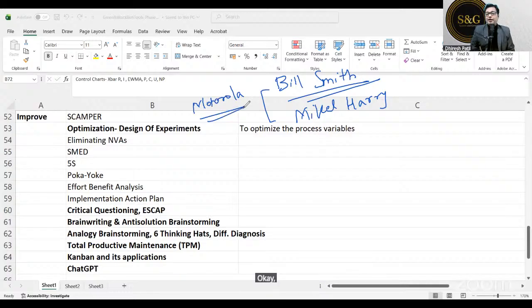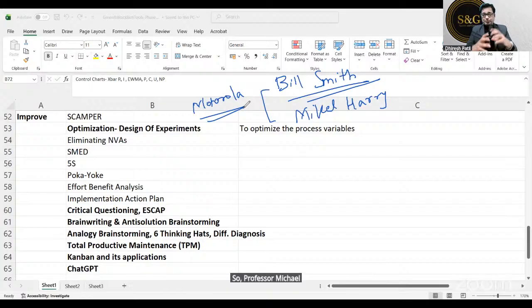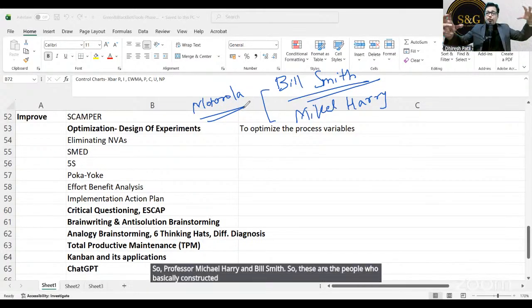Bill Smith was into production and quality, and Michael Harry was into statistics. He was a statistics professor working for Motorola. His work was to collect the data, analyze the patterns and trends. So Professor Michael Harry and Bill Smith are the people who basically made this beautiful garland of the tools.